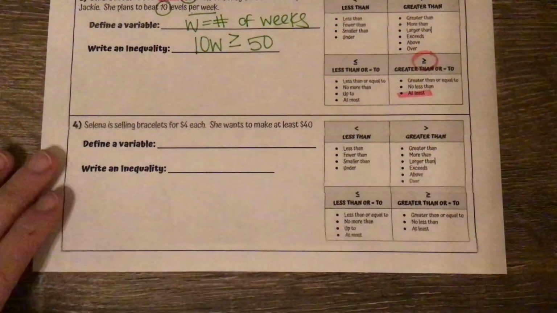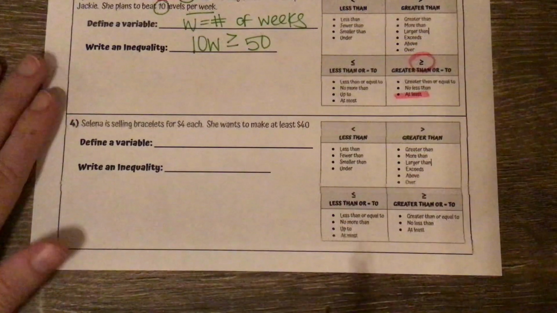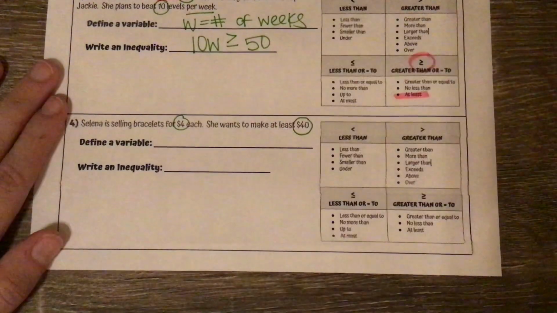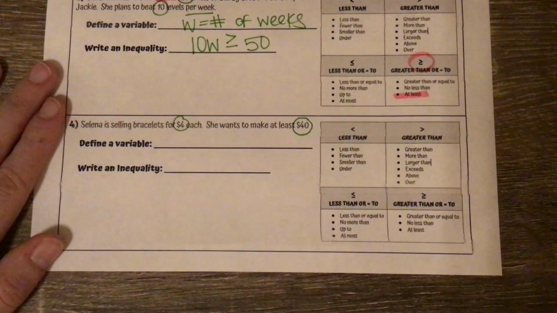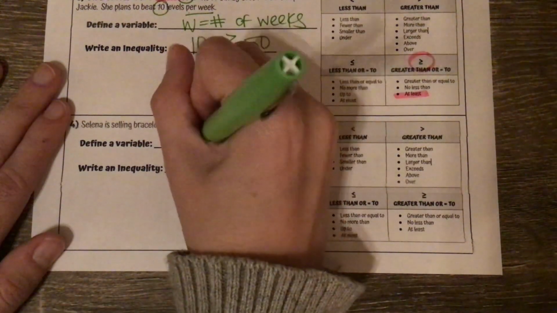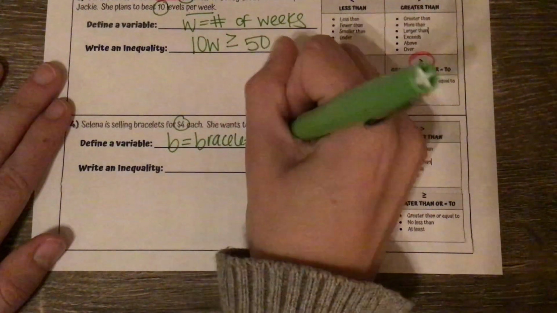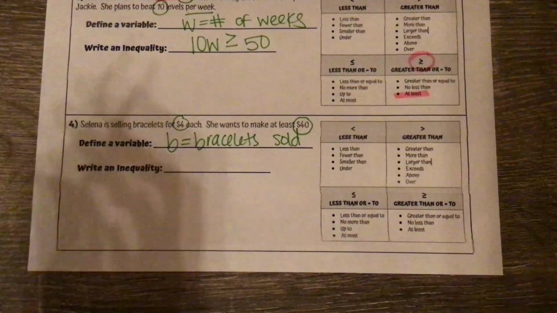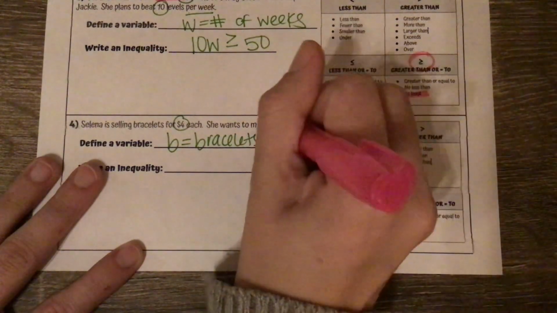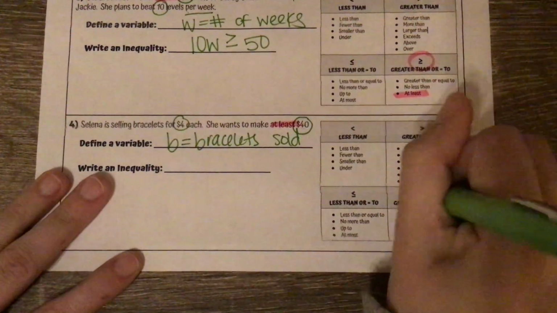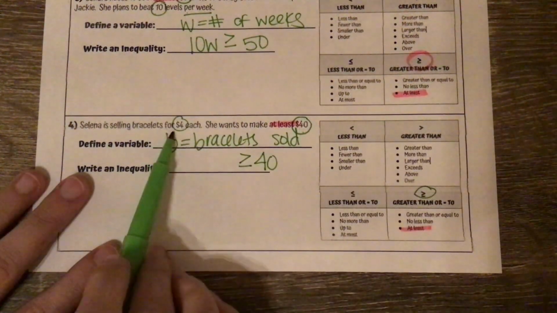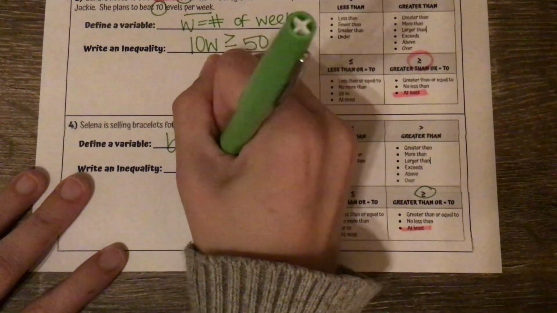And last one, Selena is selling bracelets for $4 each. She wants to make at least $40. Our unknown is how many bracelets. We don't know how many bracelets she sold. And then keywords, if I'm searching, I see the word at least, again, is right by our total. So at least is telling us greater than or equal to our total amount of 40. Well, it's $4 each. $4 per bracelet is 4B.